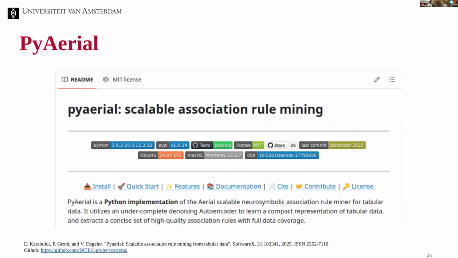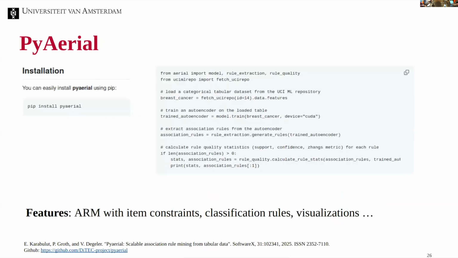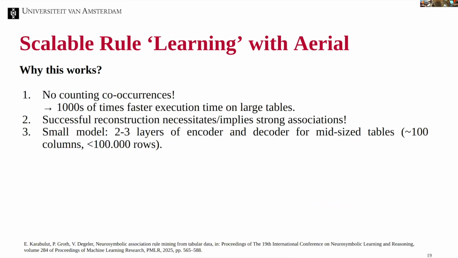And then we have a Python package called PyAerial. Basically, you can do this in 3 lines of code: load the data, train the model, extract the rules. That's it. Can you maybe quickly explain, this training process, how exactly does that work?